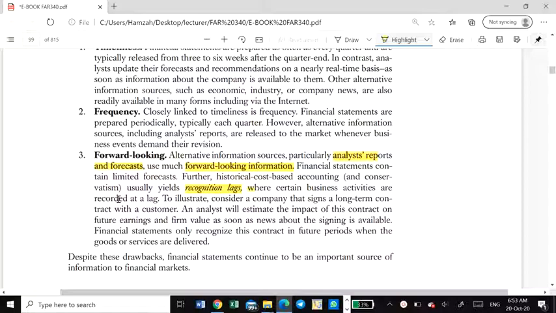To illustrate, for example, okay, consider a company that signed a long-term contract with a customer. Okay, so analysts tu will estimate the impact of this contract on future earnings and firm value as soon as they are about to sign the contract. So nevertheless, financial statements only recognize this contract in future period when the goods or services are delivered. Sebab tu financial statement ni is not a forward looking financial information lah. Okay, so despite of these drawbacks, financial statement continue to be an important source of information to financial markets.